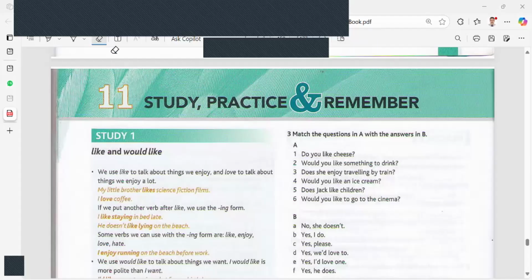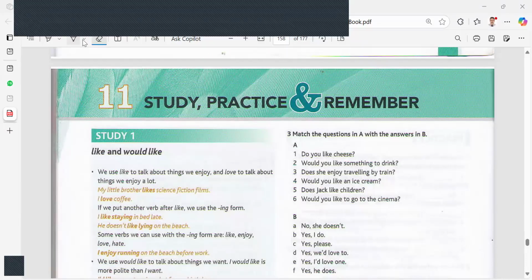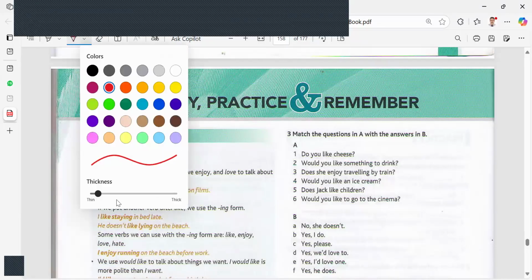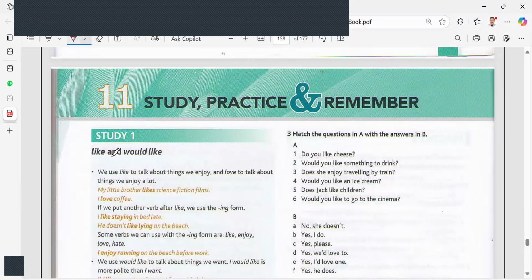Okay, Jude, welcome back. So again, this part is the first grammar focus of Unit 11: how to use like and would like. Like and would like. So please give me your full attention on how to use them in different contexts or settings.